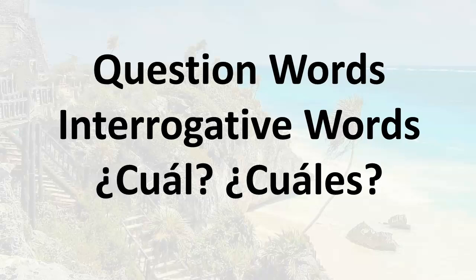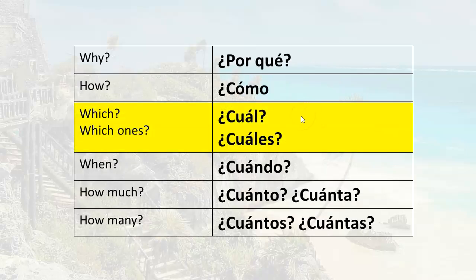Hi everyone, welcome. In our last few lessons we've been working with question words or interrogative words in Spanish. In this lesson we are going to look at the question word cuál. It also has a plural form which is cuáles. Cuál means which, and the plural form cuáles means which ones when you're referring to more than one item.